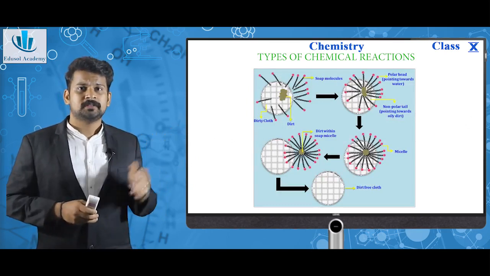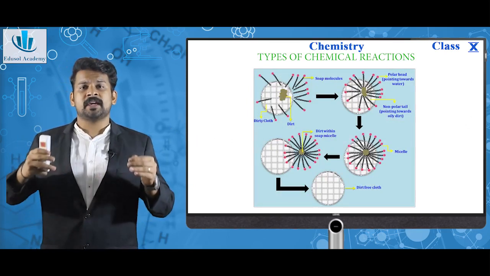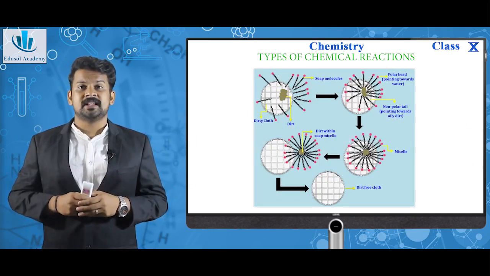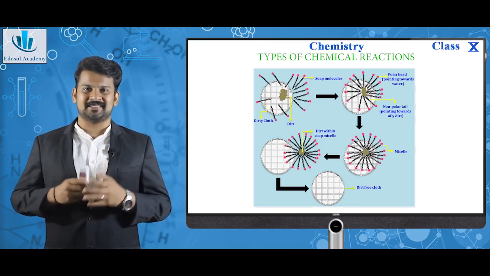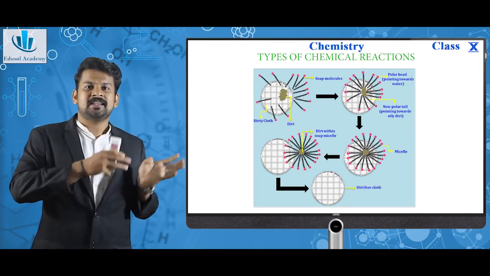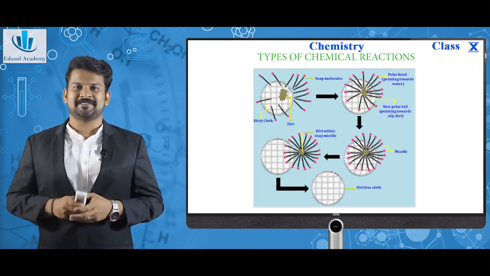Dirt is on the cloth. There are several soap molecules here. The soap molecules orient and form a spherical aggregate such that the dirt is absorbed inside and suspended in the micelle. And totally the soap molecules are washed away and the dirt is removed from the cloth.